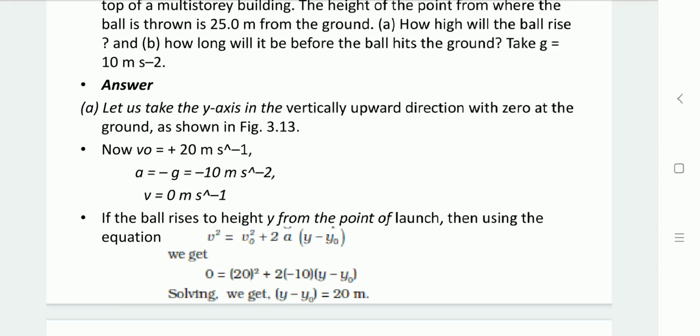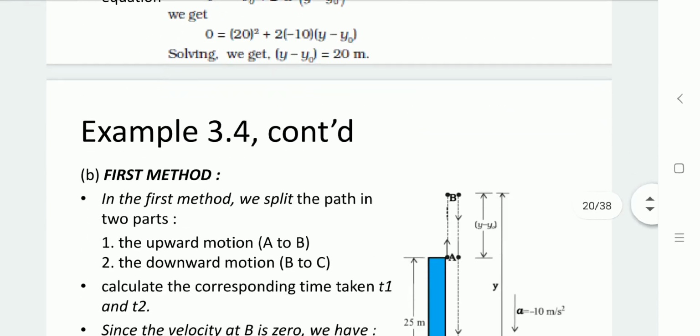Acceleration is minus 10, and y minus y0 is as it is. By placing these values, we have the equation y minus y0 equal to 20 meters. Now, to solve that equation, we can follow two methods. Let us take the first method.